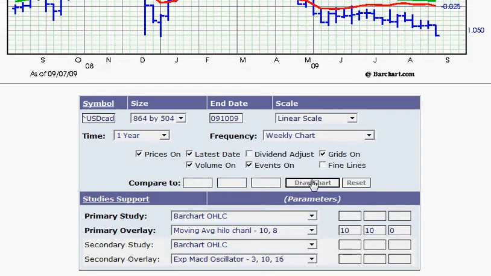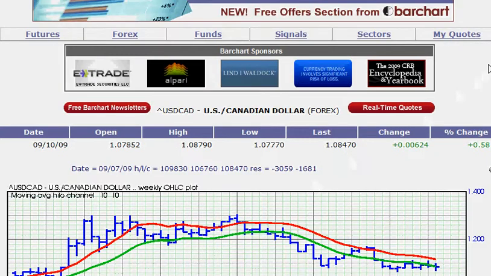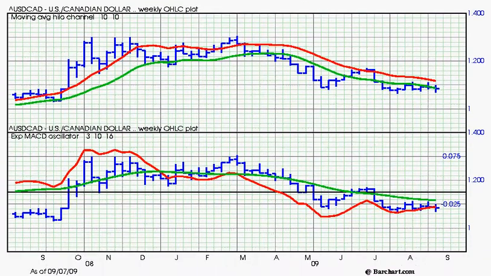USD CAD. This is the weekly chart again, with the 10-10 weekly bands and the MACD weekly. And then to get the trade narrowed down, we go down to the daily chart, and we'll look at those maybe this weekend, the daily charts. But again, USD CAD weekly, bars below the band say the trend is down.